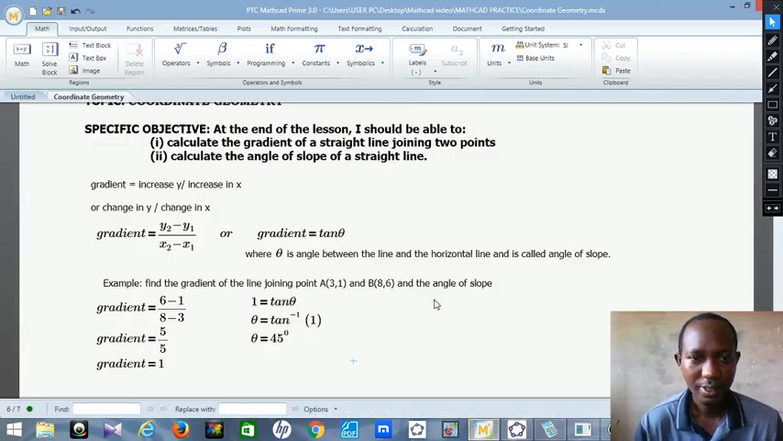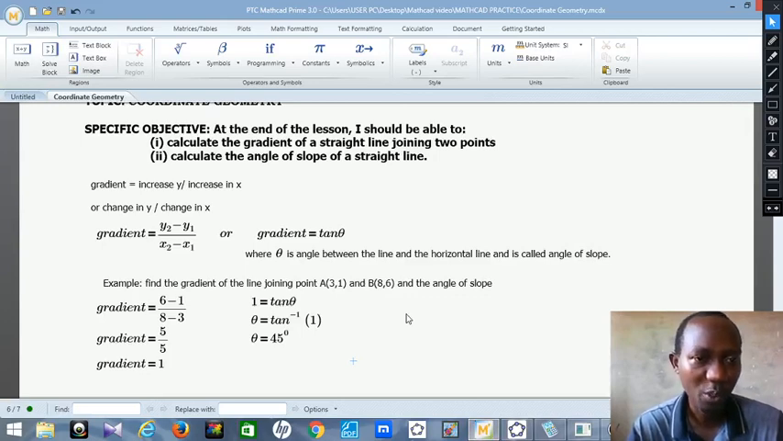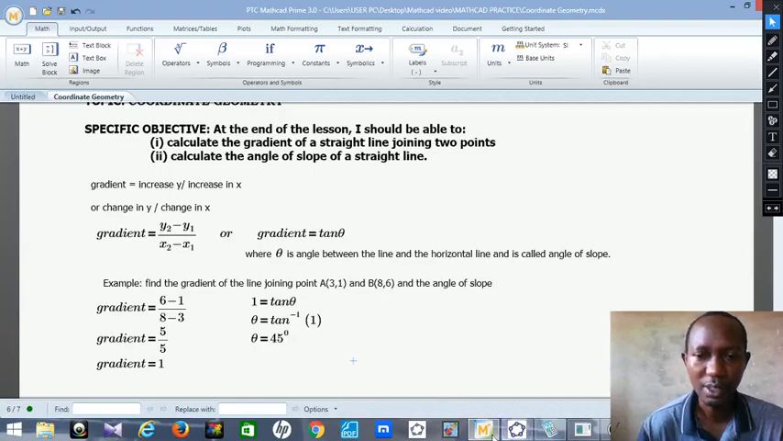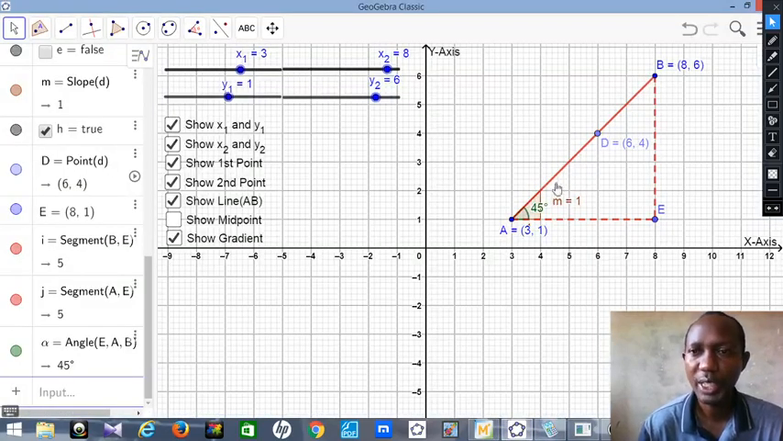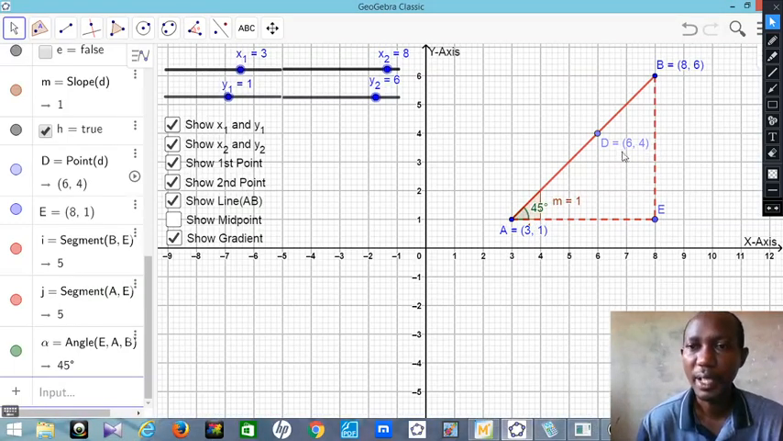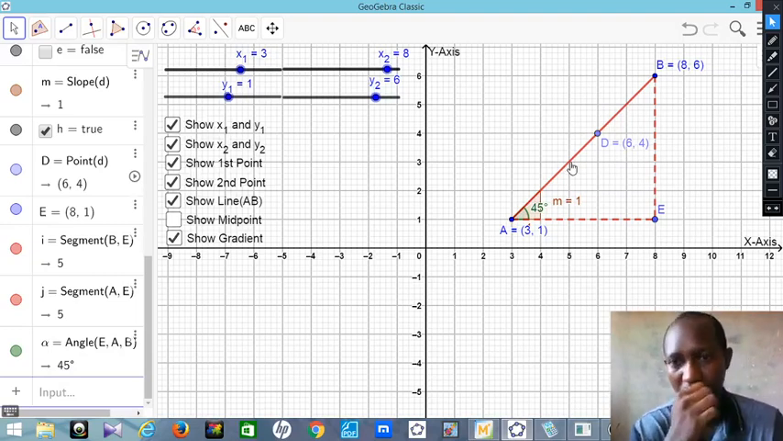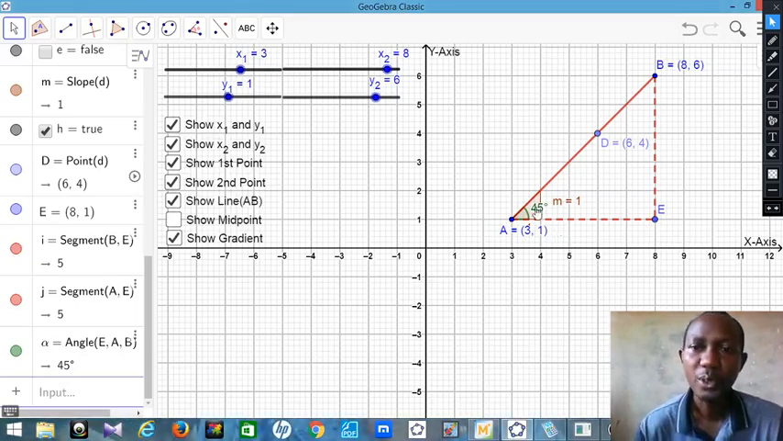So that is the end of today's class. I hope you understand all we did today. Gradient is y2 minus y1 divided by x2 minus x1. These are the coordinates of 2 points on the line. Just pick any 2 points on the line, subtract the second coordinate y2 minus y1, divided by the x coordinate x2 minus x1. Any point on this line, you will get the same result. Or if you know the angle between the line and the horizontal, find the tan of the angle, you get your gradient.